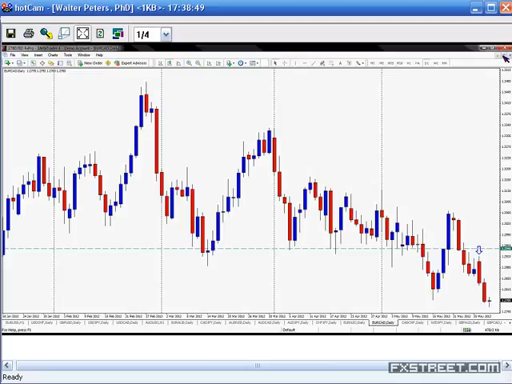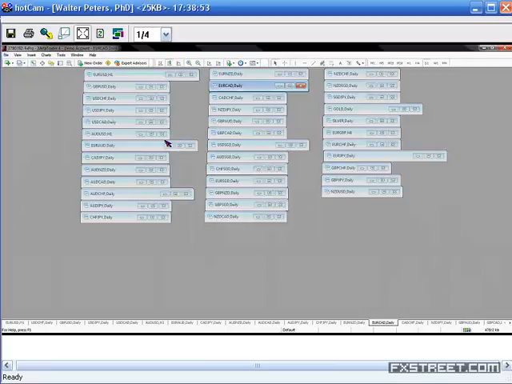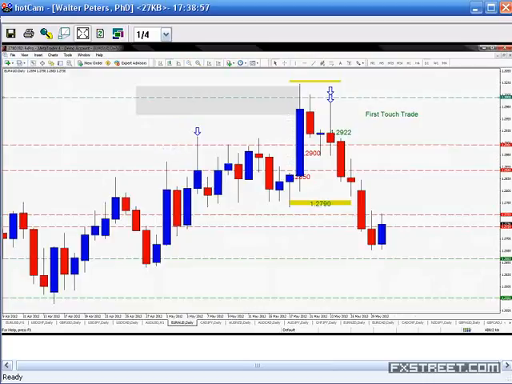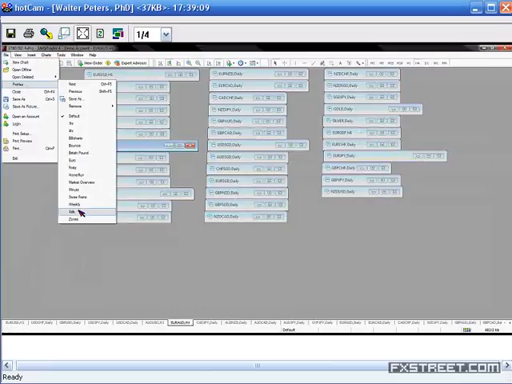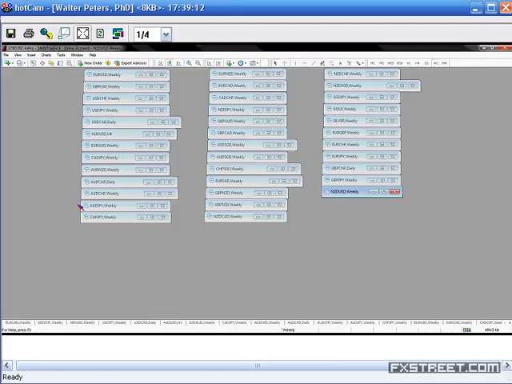The Euro Aussie is at a very strong weekly resistance level. Okay, let's see. I gotta go to my weekly chart. If I don't go to my weekly chart, it just doesn't look right to me. Okay, Euro Aussie weekly resistance.